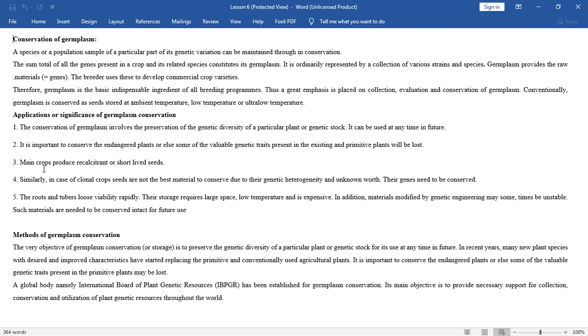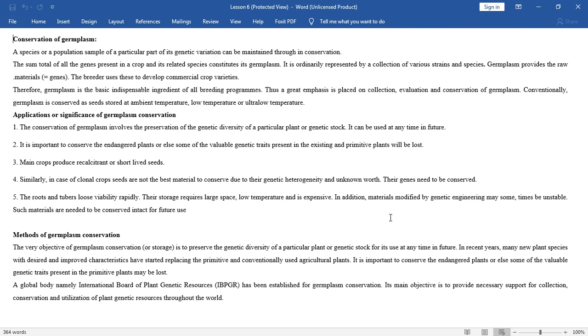Many crops produce recalcitrant or short-lived seeds. Similarly, in case of clonal crops, seeds are not the best material to conserve due to their genetic heterogeneity and unknown worth. Their genes need to be conserved. The roots and tubers lose viability rapidly. Their storage requires large space, low temperature, and is expensive.